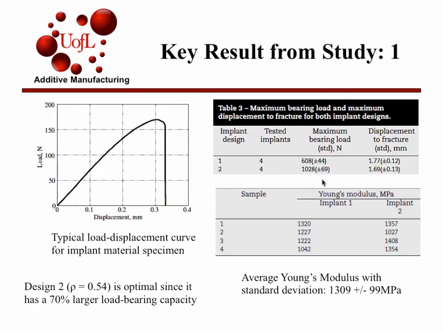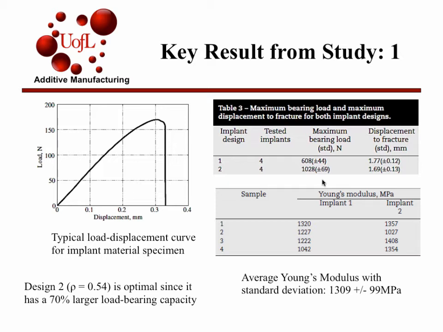So the key results from the first objective is that they've displayed that the material behaved linear elastically, as you can see on the load displacement curve. They're able to generate the average maximum bearing load and displacement until fracture for each design with a standard deviation, as you can see in the first table. They're also able to get an average Young's modulus from those results.